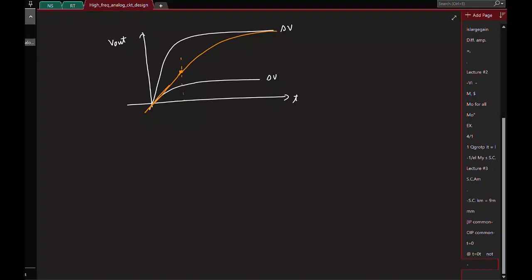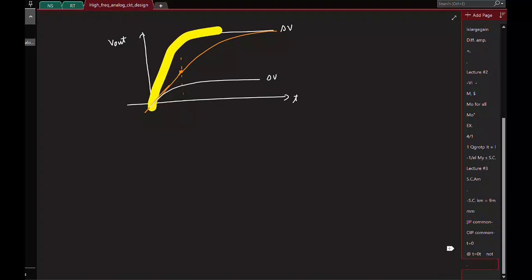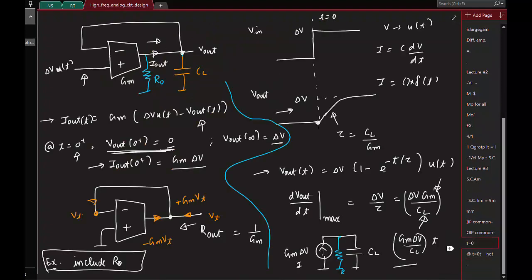Is that fine? So basically, if the transistor can supply infinite current, for any delta V, it will follow this. It will nicely follow the exponential behavior. That's basically what we derived for the ideal GM case. Here, right, this guy.